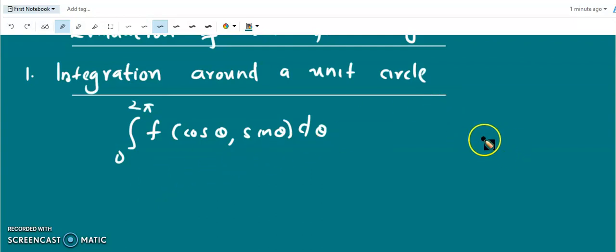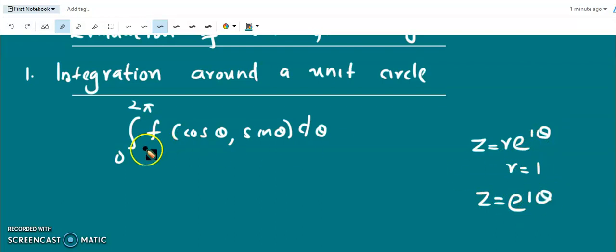So we know that for a complex variable z equal to r e to the power i theta, when the radius is 1, z equal to e to the power i theta. So for integrals of this form, where the integrand is a function of cos theta and sin theta, and the limits of the integration are from 0 to 2 pi, can be evaluated by using a unit circle. So for a unit circle, r equal to 1, z equal to e to the power i theta.